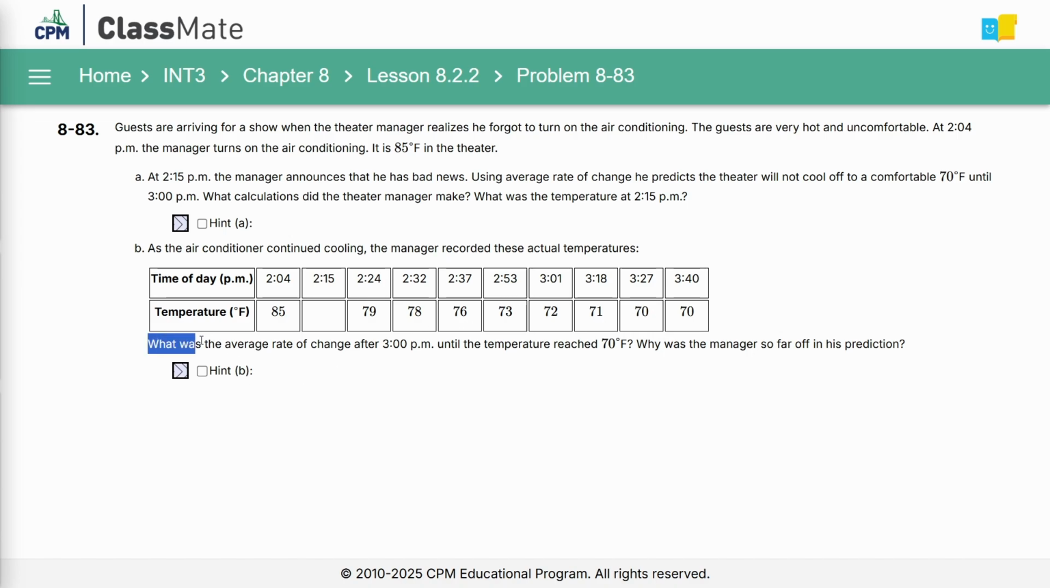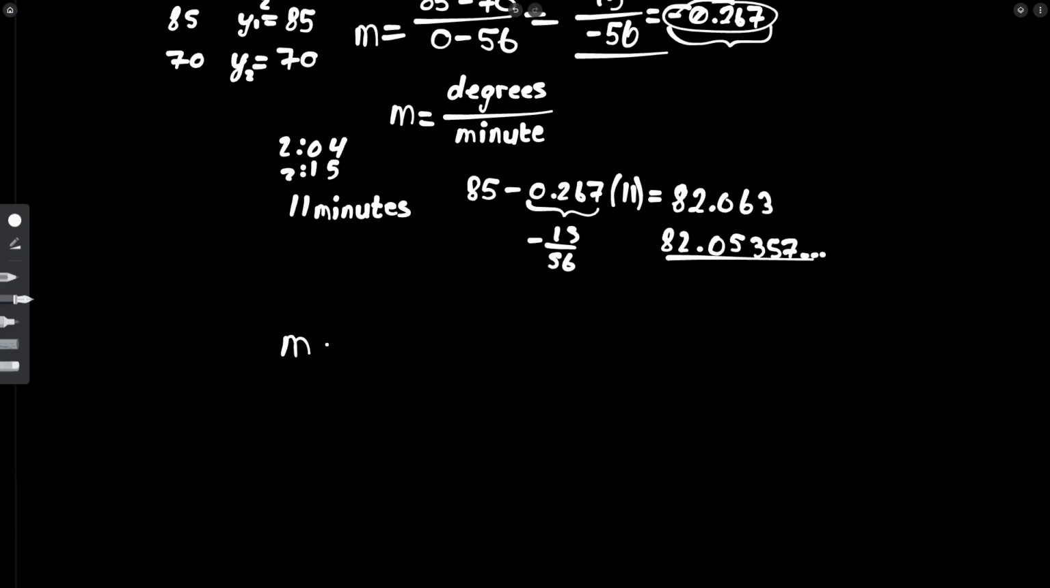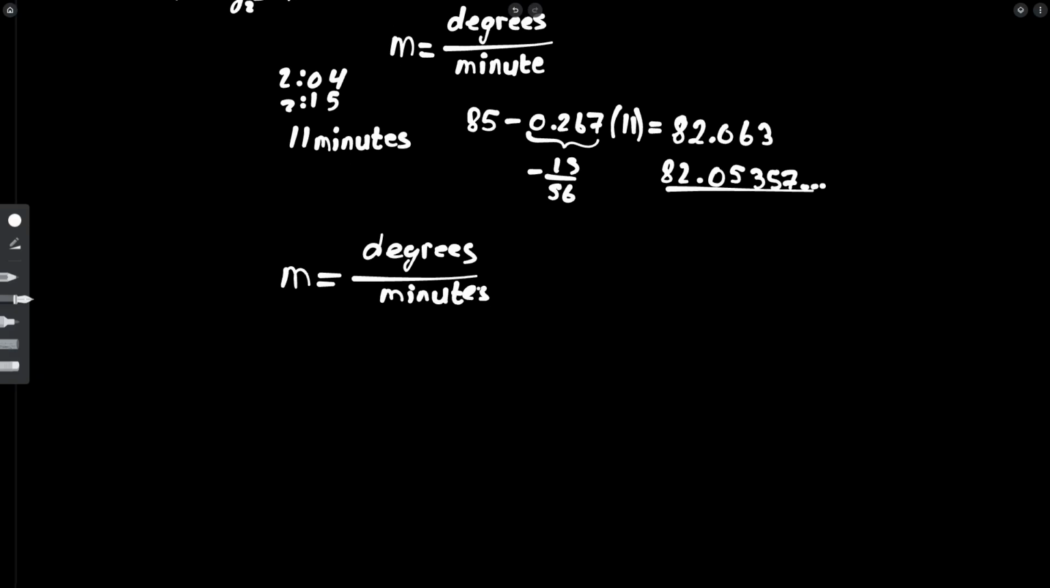Now, when it asks us to find the average rate of change from 3 p.m. to when it reached 70 degrees, it's asking us to find it from after 3 p.m., which is 3:01, to when the temperature reached 70 degrees, which is here. This is the first instance of 70 degrees, here at 3:27. So going back, we want the exact same results. We have m equals degrees over minutes. We know the degrees drop by 2, and 26 minutes pass. Calculating this gives us negative 1 over 13.